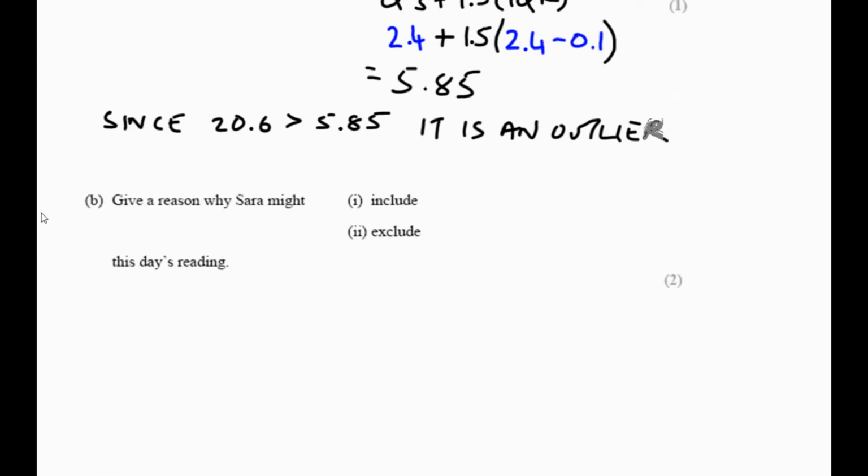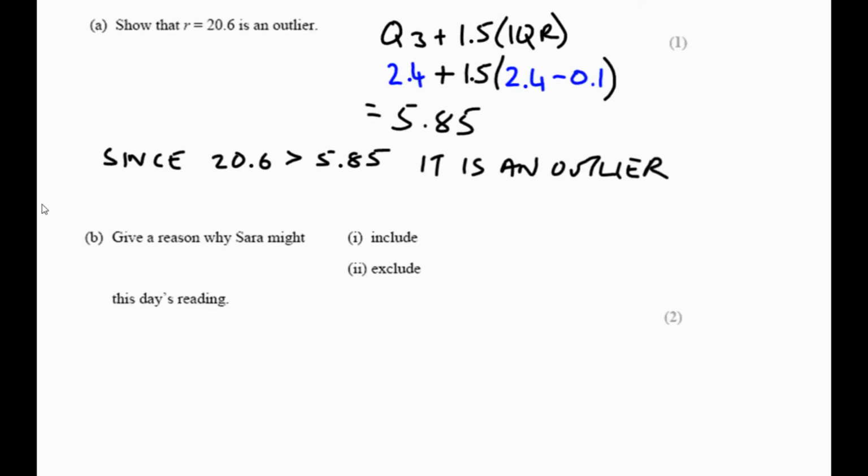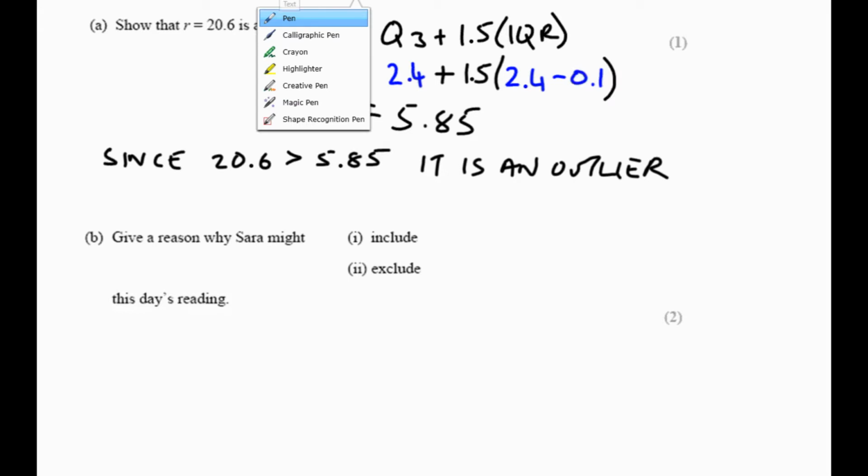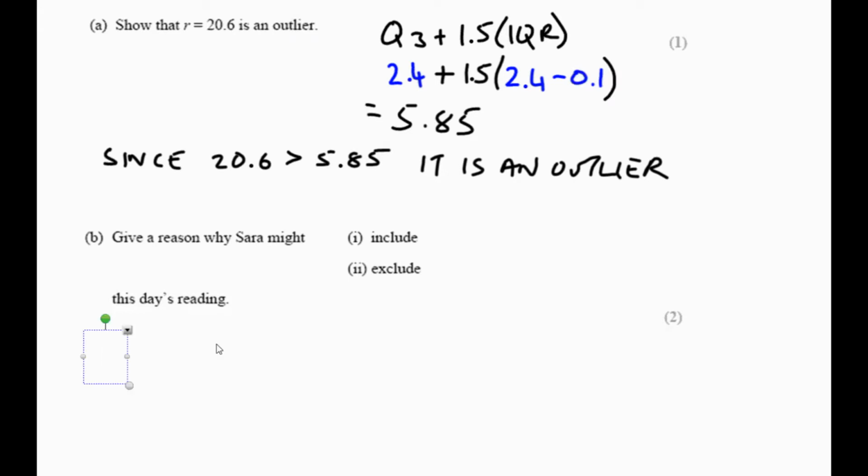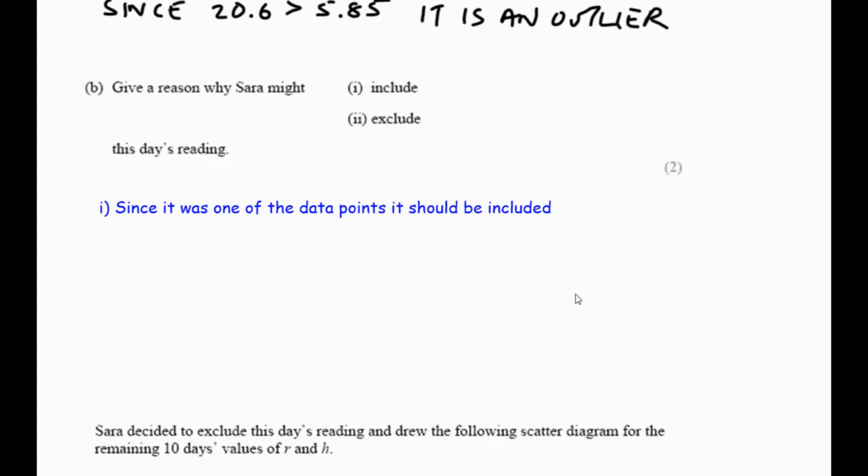All right, so we found this outlier. Give a reason why Sarah might include the outlier, and then give a reason why Sarah might exclude the outlier. Well, the outlier was a piece of data that we found. Just because it's a large value, is that enough for us to decide that it's not going to be included? I'm going to go ahead and say, since it was one of the data points, it should actually be included in the data, regardless of if it was extremely large or not.